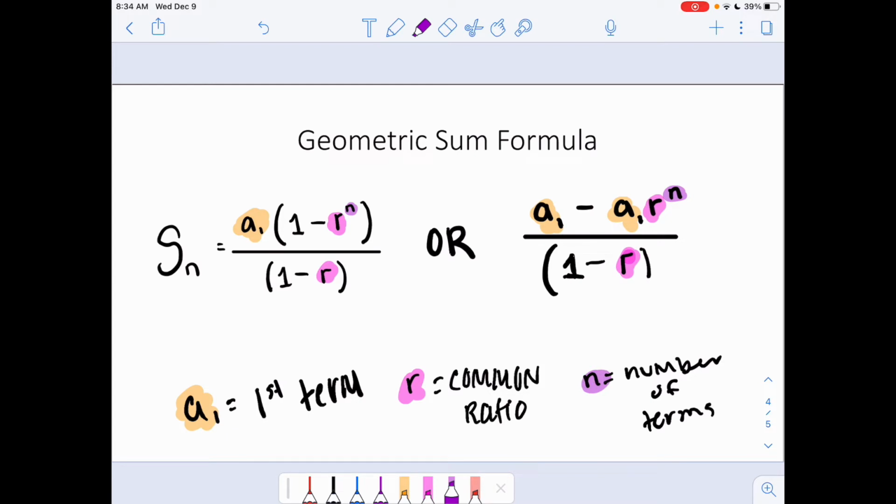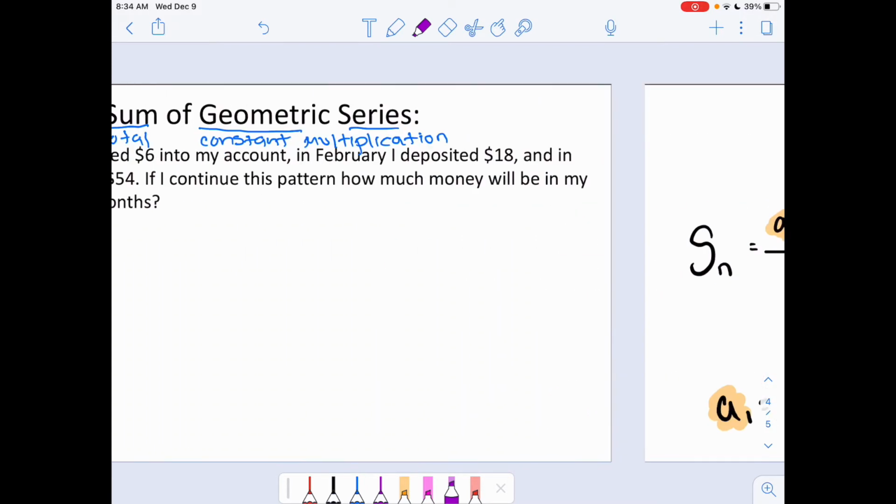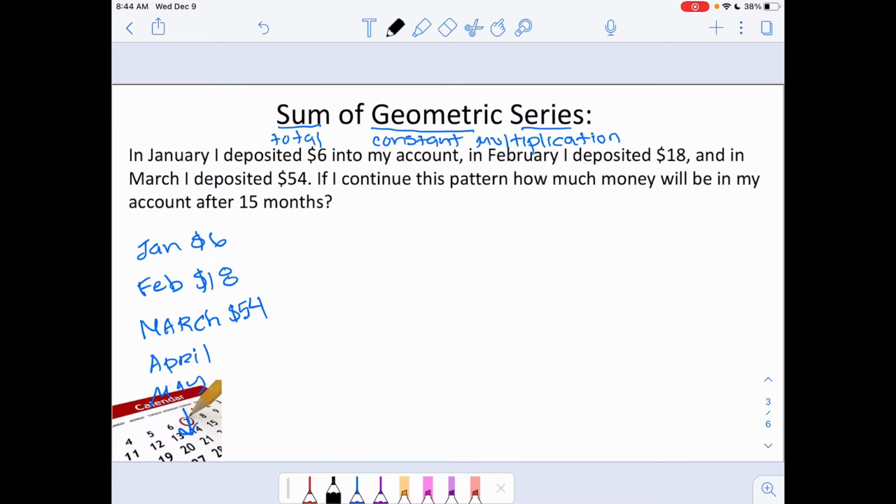Let's go ahead and apply this formula. I need my three key pieces. My a sub 1, my first term, my r, my common ratio, and n, my number of terms. My first term is 6. My ratio is to multiply by 3. And my number of terms is 15.